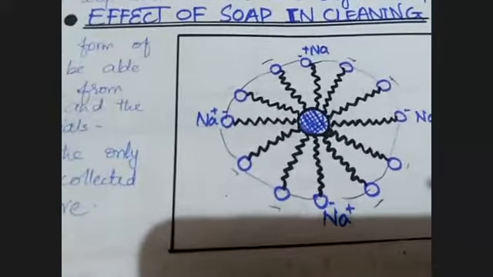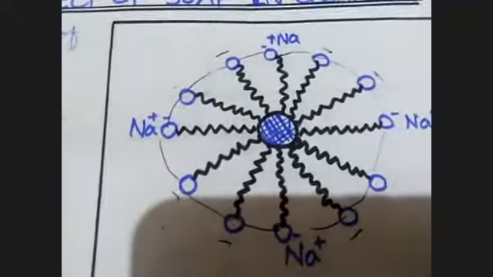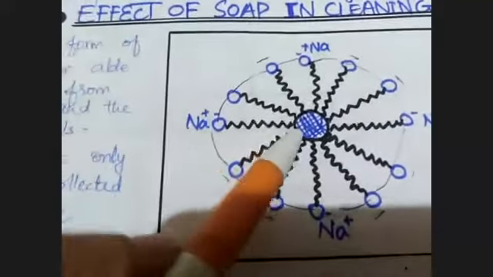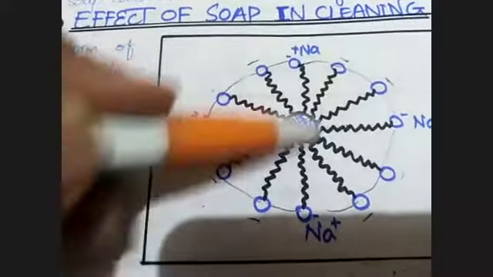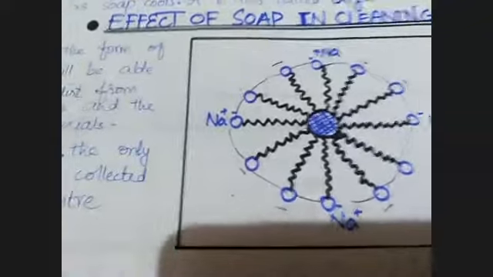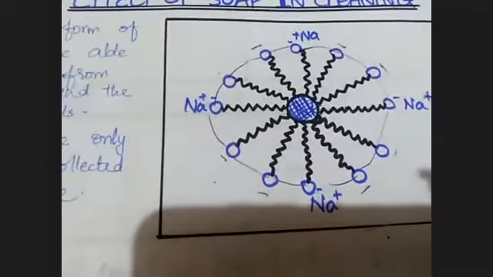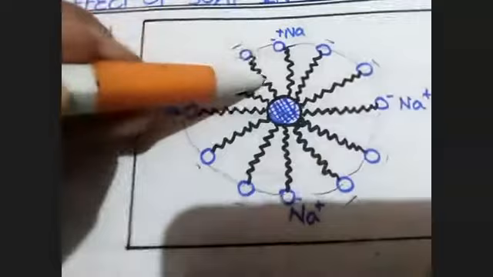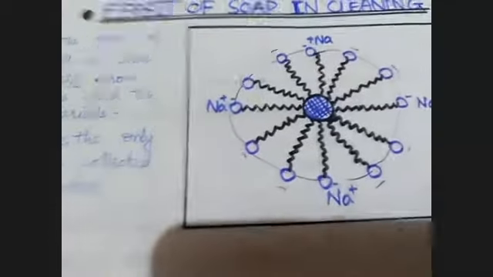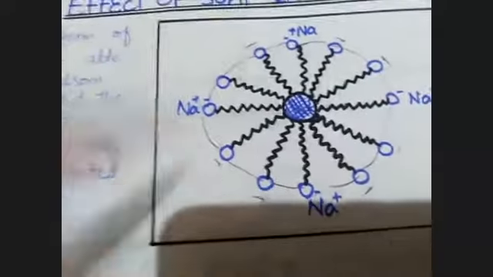Soap in the form of a micelle will be able to clean dirt from the cloth or other material. In micelles, the dirt will be collected in the center. As it is non-polar, it only dissolves non-polar molecules, and oil and grease are also non-polar. As we know, a non-polar molecule always dissolves non-polar compounds. As we know the principle, like dissolves like. This is the same principle followed by the soap molecule.